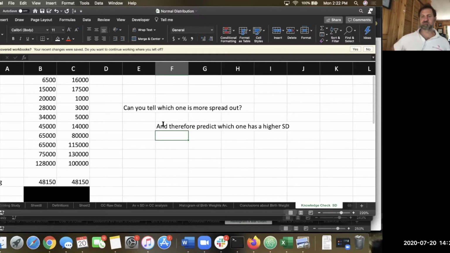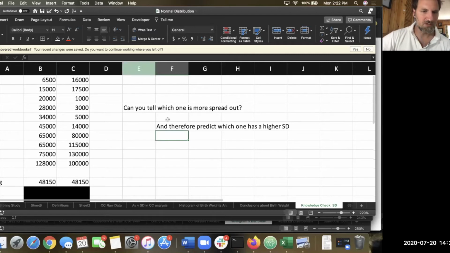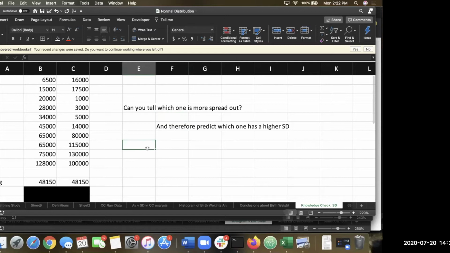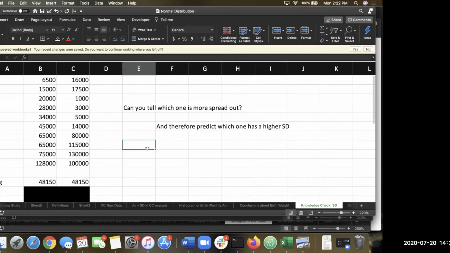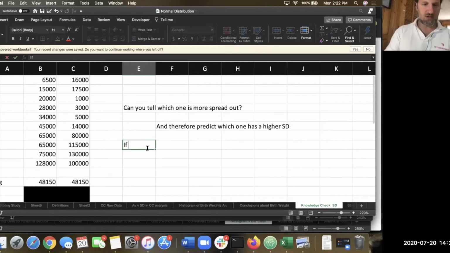All right, what do you think? Let's call it B or C. Which one's more spread out? I would say C. I got some B's, I got some C's. If B is more spread out, then which one would have a higher standard deviation? Would B have a higher standard deviation, or would C have a higher standard deviation?